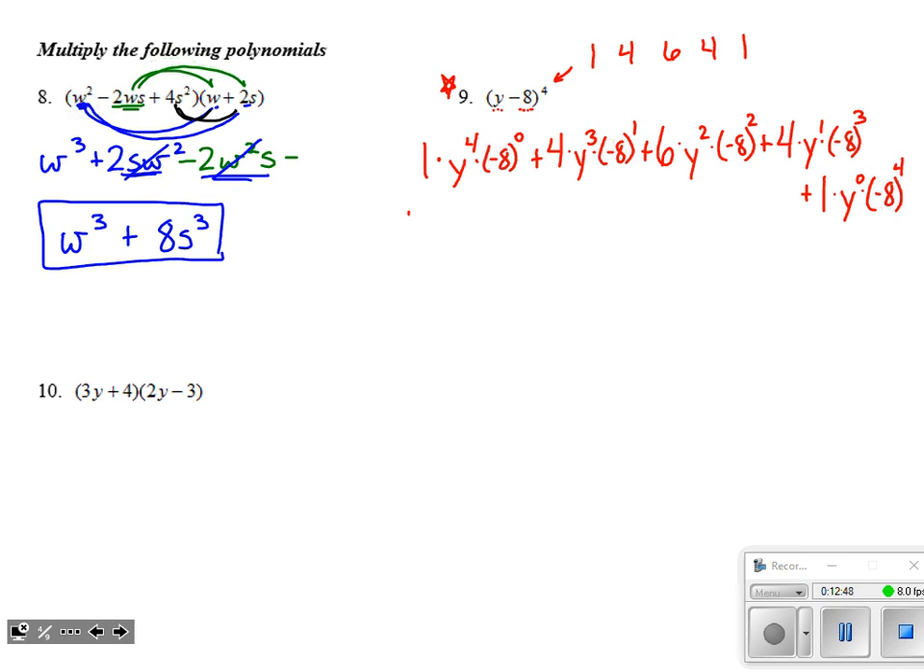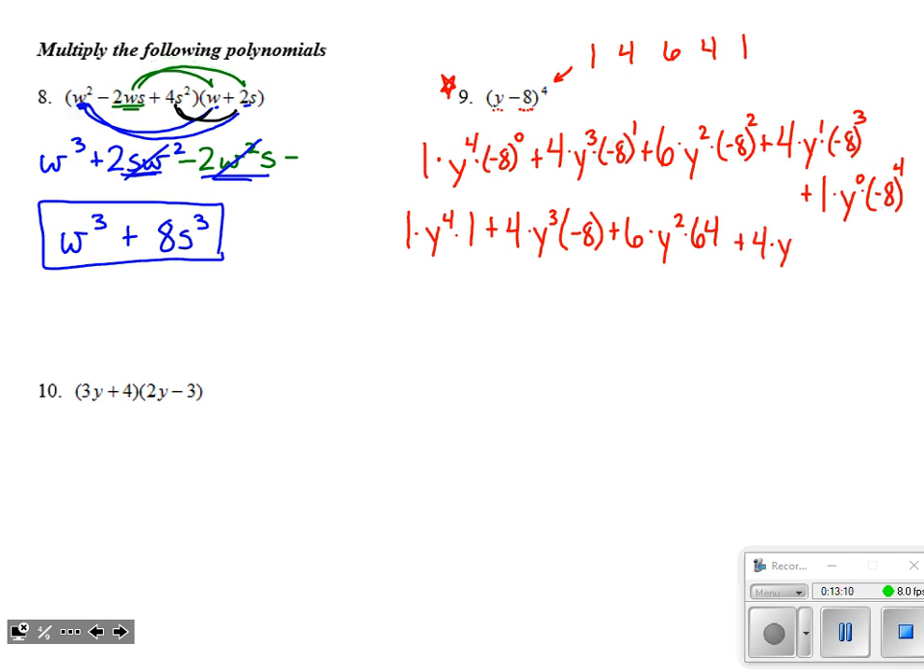I've got 1 times y to the fourth times something to the 0 power plus 4 times y to the third times a negative to an odd power is negative. It's going to keep its negative sign. Plus 6 times y to the second times a negative to an even power stays positive. The negative sign is absorbed.